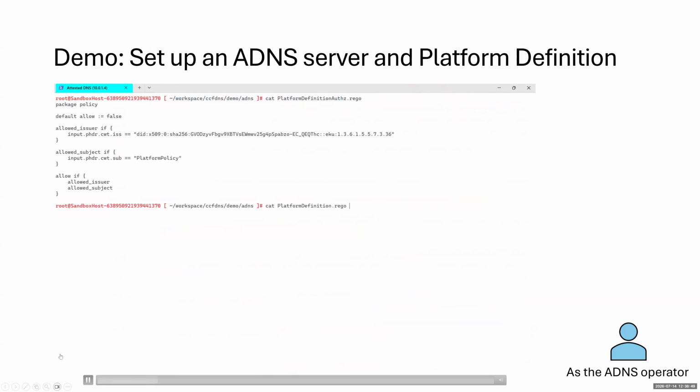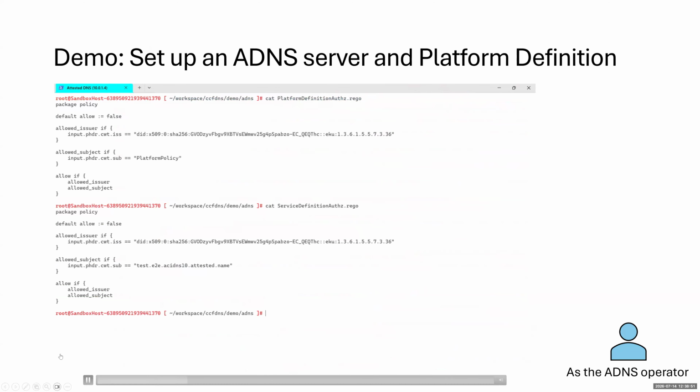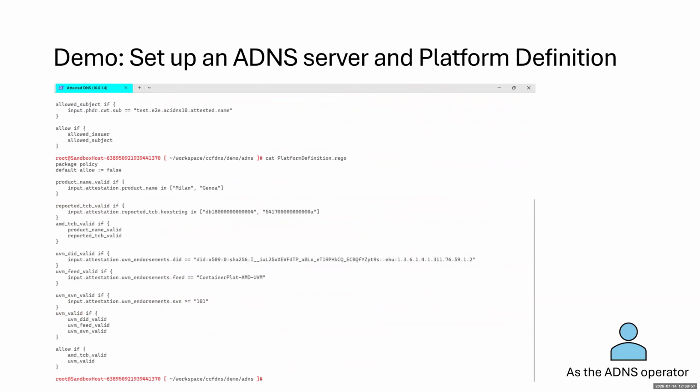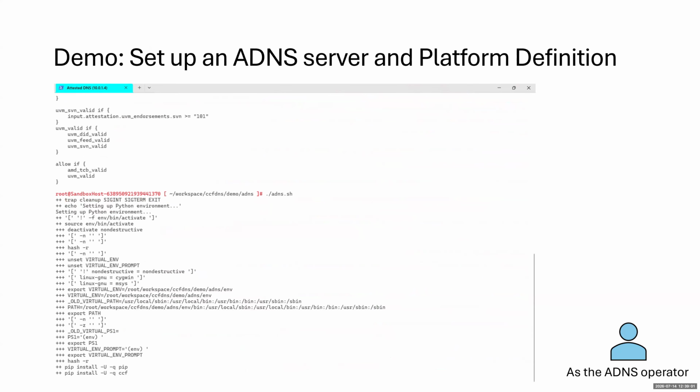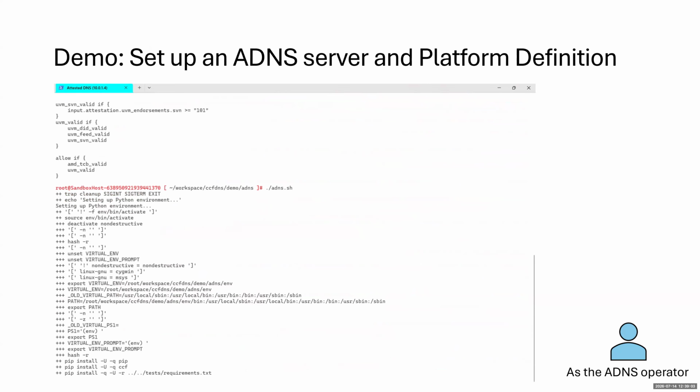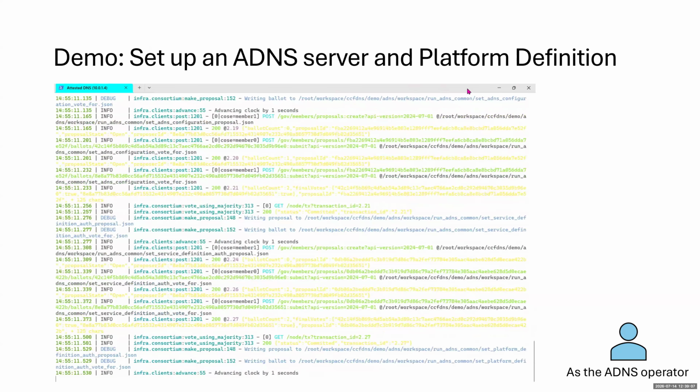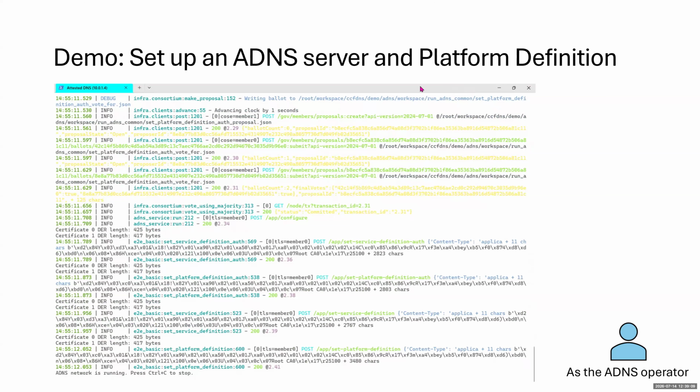So then we configure the platform definition. We need to send that information to it, and the platform definition authorization and the service definition authorization. So we need to say who is allowed to talk to us and define services, and also what the baseline for the platform should be. So again, we run some commands and we send some proposals. They're registered in the server. They're committed to a ledger and all that good stuff.